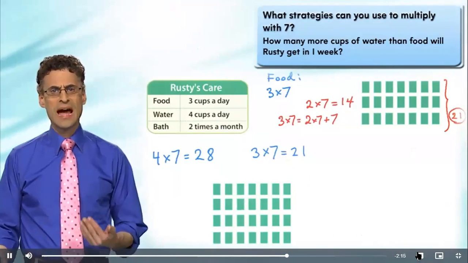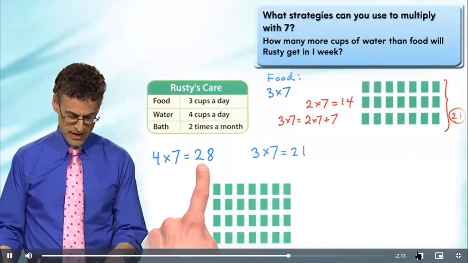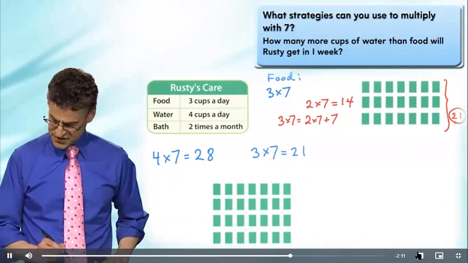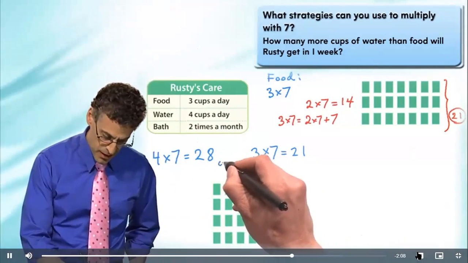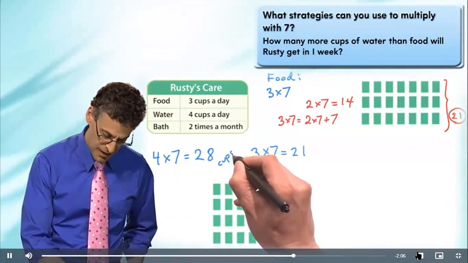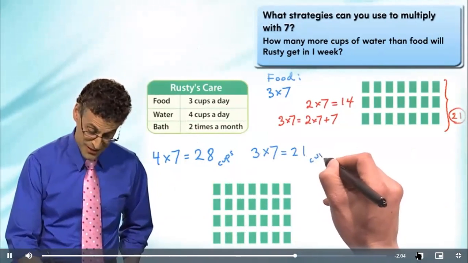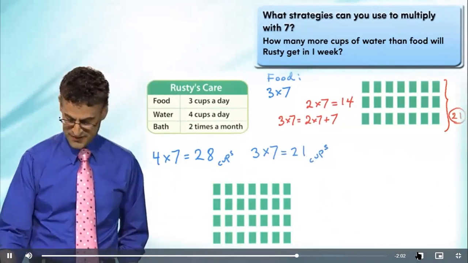We want to find out how many more cups, and these, by the way, are used. So 28 cups, and this is 21 cups. I should probably write that in. Shouldn't that be nice? So write that in. Cups. I'm writing sideways. Isn't that fun? I don't know if you're allowed to write sideways, but don't tell anyone. I like it. I think it's kind of cool looking.